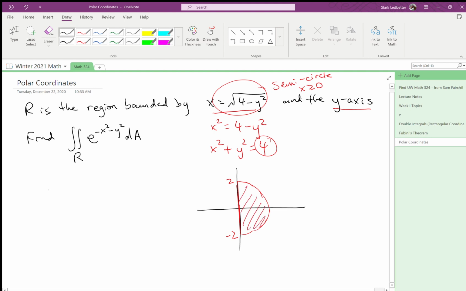Okay, so if we just set this up with Cartesian coordinates, what's the easiest way? We want y to go from 0 to 2, and then we're going to take horizontal lines like this. So y goes from negative 2 to 2. I don't know why I said 0 to 2. Negative 2 to 2, dy on the outside. And then for each value of y, x starts at 0 and goes to this curve, which is the root of 4 minus y squared. So e to the negative x squared minus y squared dx.